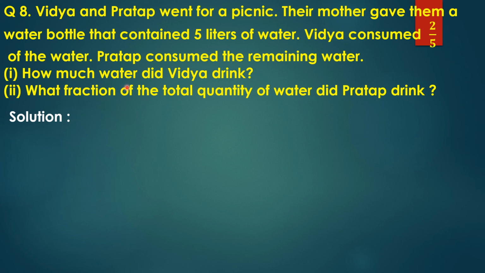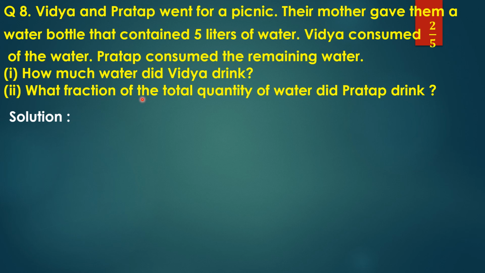Now let us go for question number 8. Vidya and Pratap went for a picnic. Their mother gave them a water bottle that contained 5 liters of water. Vidya consumed 2 by 5 of the water. Pratap consumed the remaining water. So this is the statement they have given. So what is the total amount of water? It is 5 liters. And what is the water consumed by Vidya? It is 2 by 5 of the 5 liters.